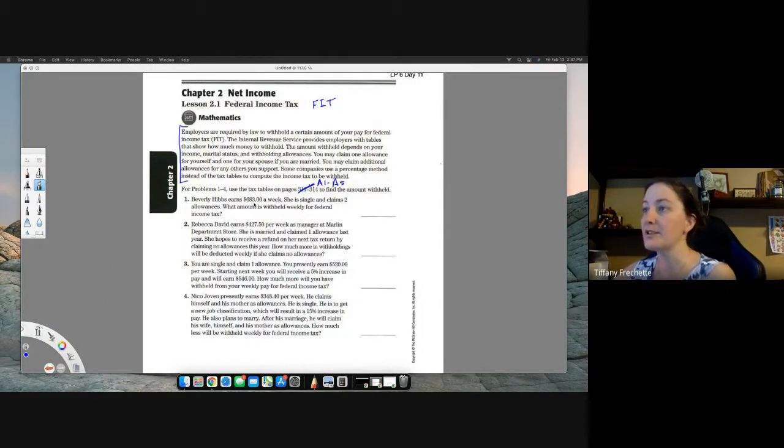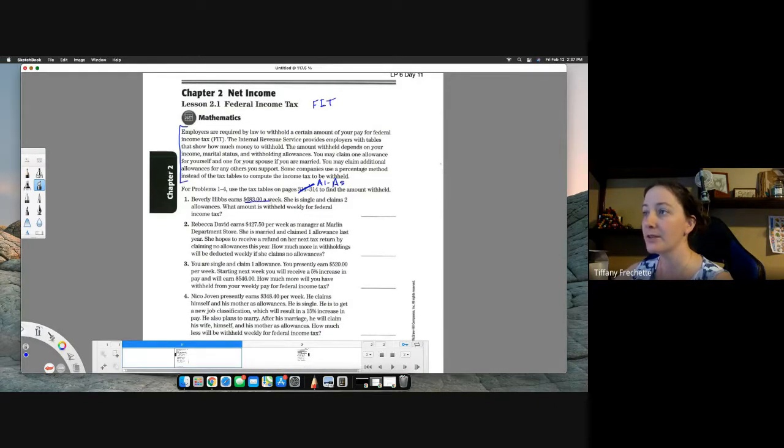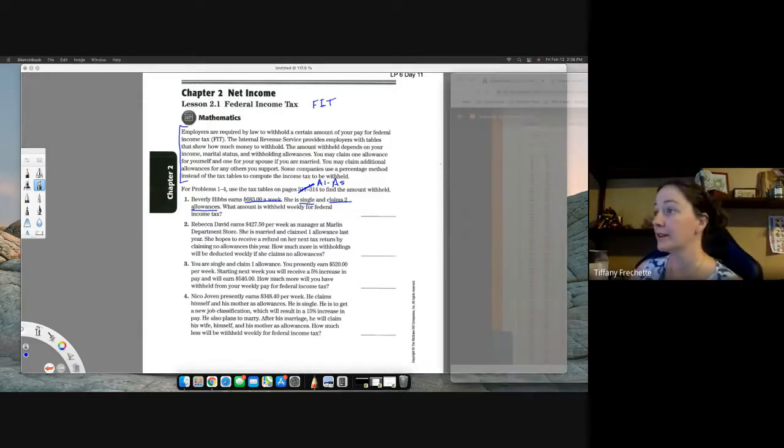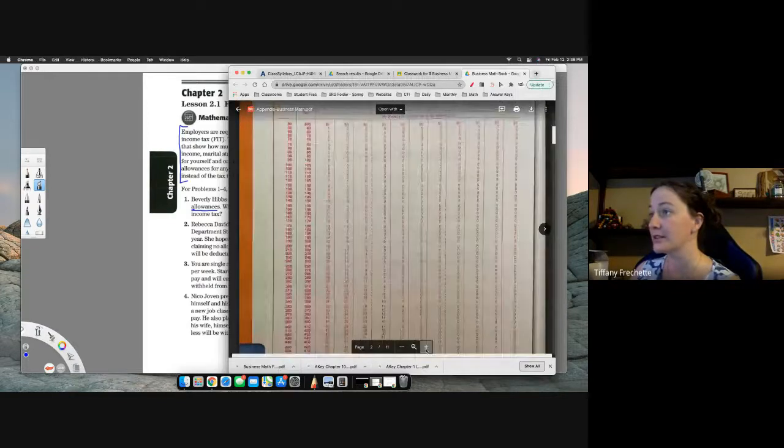So Beverly Hibbs earns $683 a week. So I know how much she earns every week. She is single and she claims 2 allowances. So allowances are basically things that we take off of our gross income. They're not taxed. So they kind of take them away, and it makes our taxes a little lower. So what is withheld weekly for federal income tax? We're not going to calculate anything here. We're going to use the tables. So I'm going to come over to my fun tables here, and I'm going to zoom in a little bit so you can see a little bit more of the numbers here.